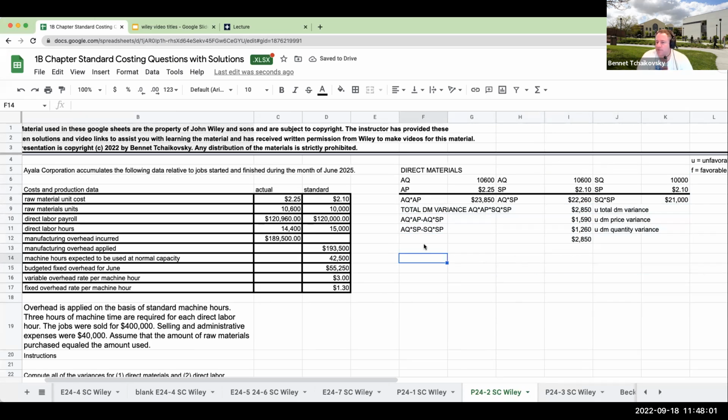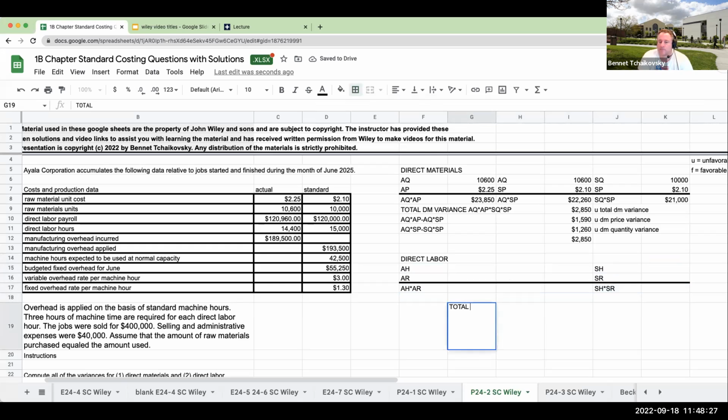Now let's move on to direct labor. I'm going to take the same approach: actual hours times my actual rate, or what I actually spent on direct labor, versus what I should have spent, which is my standard hours times my standard rate. The first thing I want to figure out is my total direct labor variance, which is actual hours times the actual rate minus the standard hours times the standard rate.